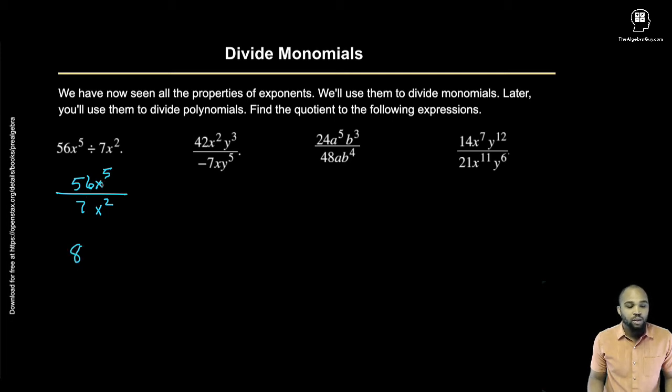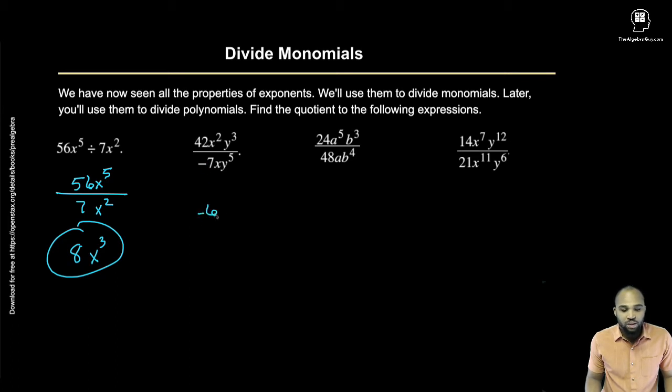And I have like bases that are being divided, so I can subtract the exponents. 5 minus 2 gives me an x to the 3rd. And right here, I have 42 divided by negative 7, which will give me a negative 6. Actually, let me go ahead and draw a line so you can see what's going on. And I could put a 1 there, but it's not necessary.